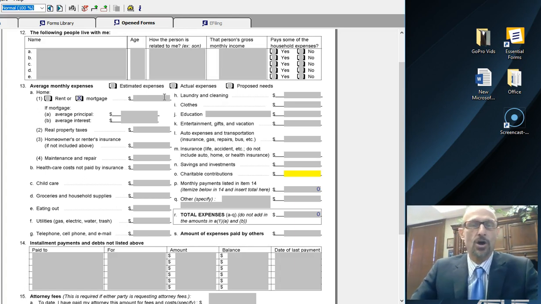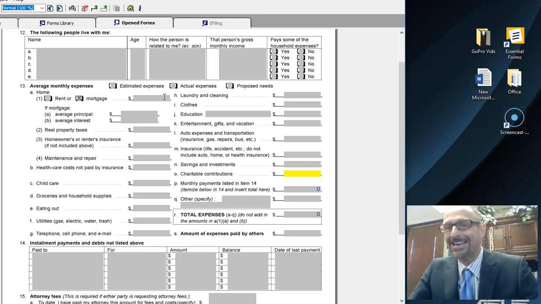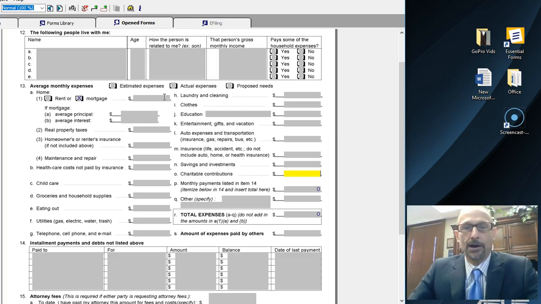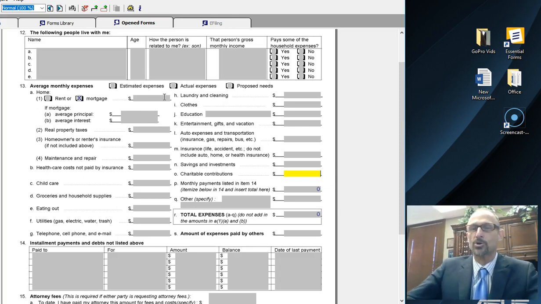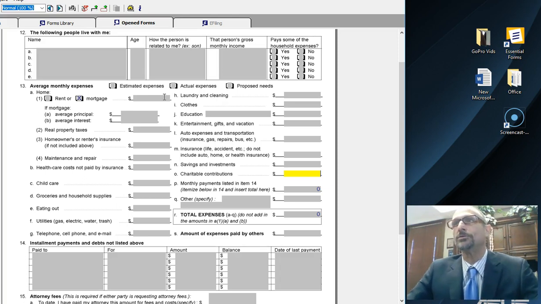Charitable contributions. So this could be tithing. It could be contributions or donations at other meetings or anything that you may do that are charitable contributions.